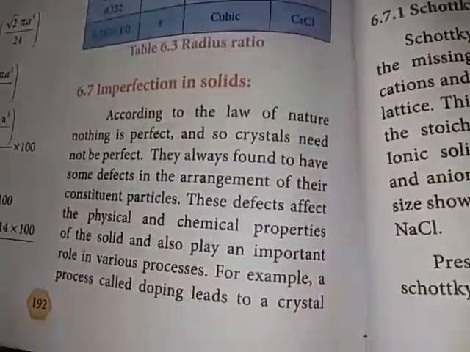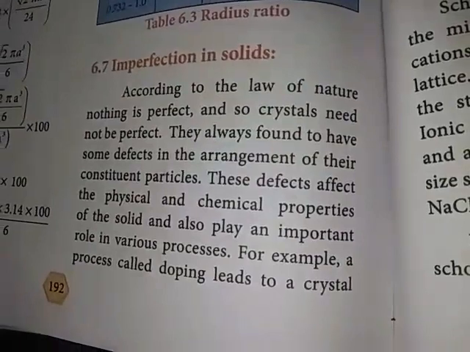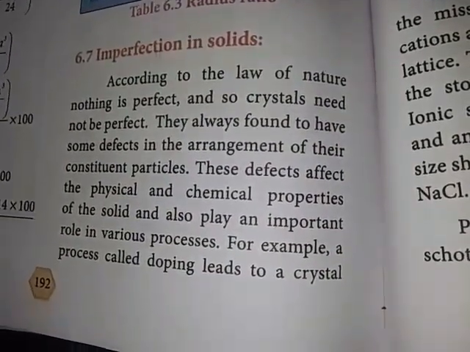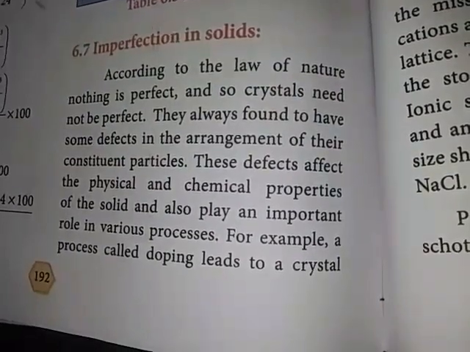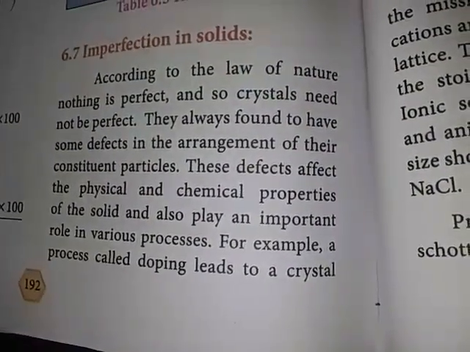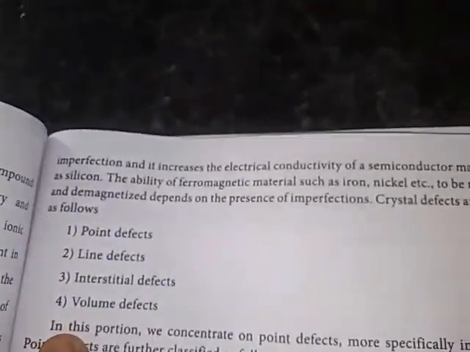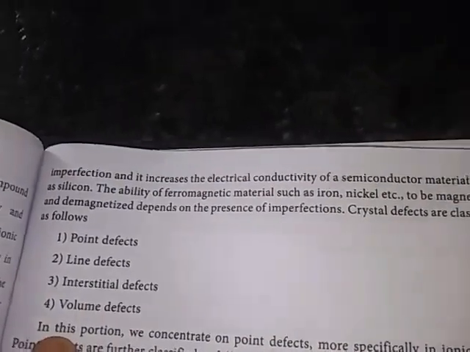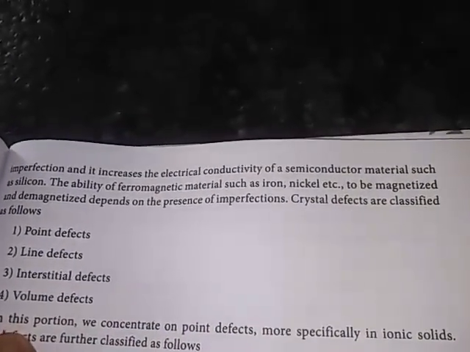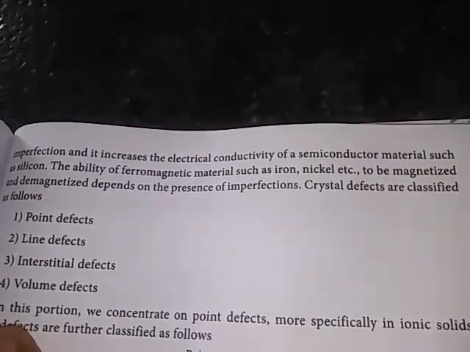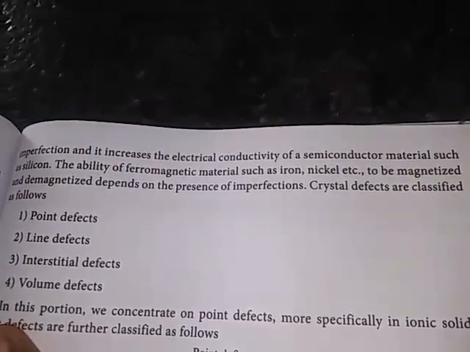Generally, when a crystal is formed, we cannot expect the crystal to be perfect. So it may have some defects. These defects affect the physical and chemical properties of the solid. When some impurities are present in a crystal, it may increase the electrical conductivity of a semiconductor material like silicon. In the same way, ferromagnetic materials like iron, nickel, etc. are also magnetized and demagnetized due to the presence of imperfection.